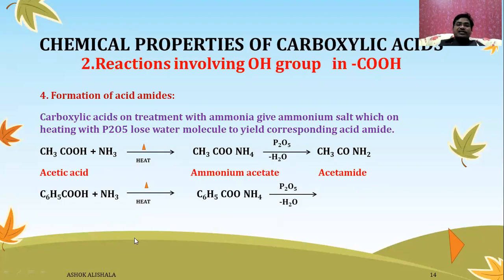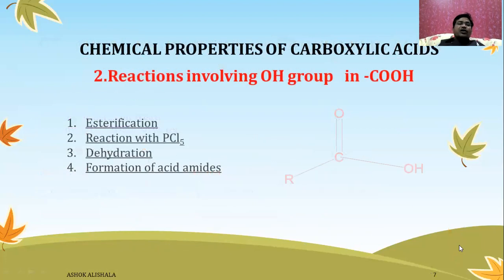Now, benzoic acid. When benzoic acid is treated with ammonia, we will get ammonium benzoate, which on dehydration in the presence of phosphorus pentoxide gives benzamide. See, in this way, benzoic acid gives ammonium benzoate, and benzamide is formed. This is what is said to be the formation of amides. Now let us go for the other reaction.